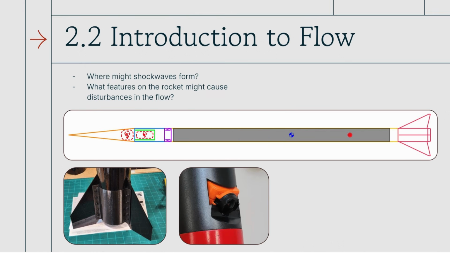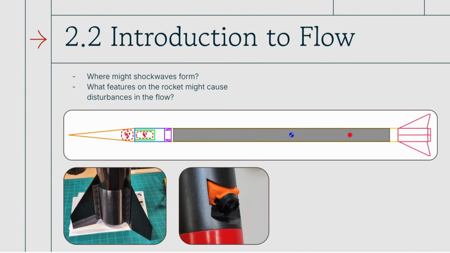Just some questions here. Where might shockwaves form on this rocket? Does anyone have any ideas of where the shockwave might actually form on this object? Like where the cone ends? At the cone ends? Yep, that's a good idea. The tip? Yep, also a good idea. Any other locations you think that shockwaves might form? The back fins. Back fins, yep. And the canards, the small little fins there.